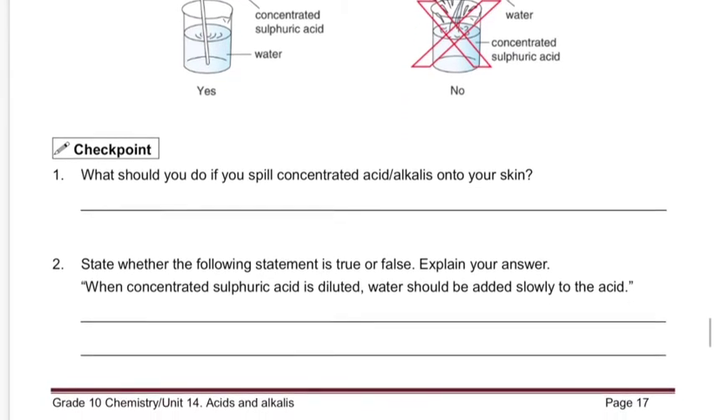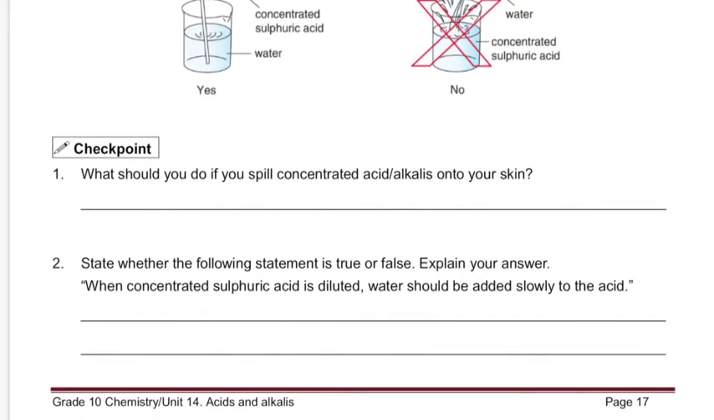Okay, let's complete the checkpoint question here. What should you do if you spill concentrated acid or alkaline onto your skin? Of course, first of all, you need to wash it immediately with running tap water. Okay, so you need to get those concentrated acids or alkalis away from your skin.